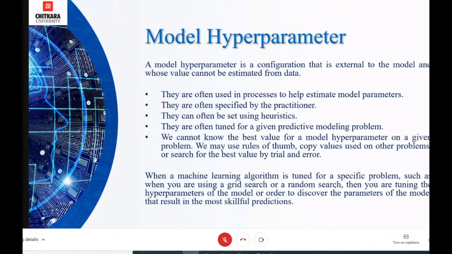What are model hyperparameters? These are the external parameters. External parameters are called hyperparameters. Based on them, overfitting and underfitting will be defined. We will discuss overfitting and underfitting in the next session also.